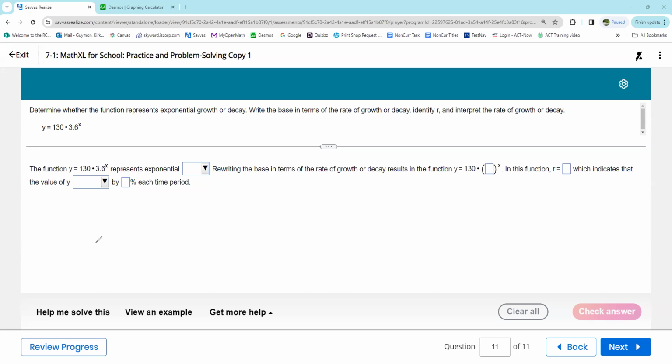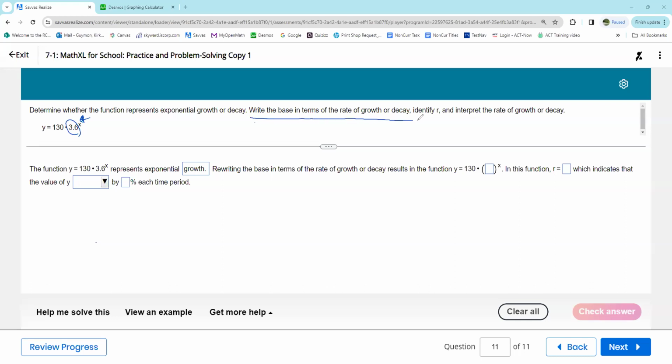Determine whether the function represents exponential growth or decay. So first of all, whatever is in the space right here, that's what you're going to be multiplying every time, because that's what an exponent is, right? Repeated multiplication of that number. And if it's over 1, it's going to be growth. So it is growth.